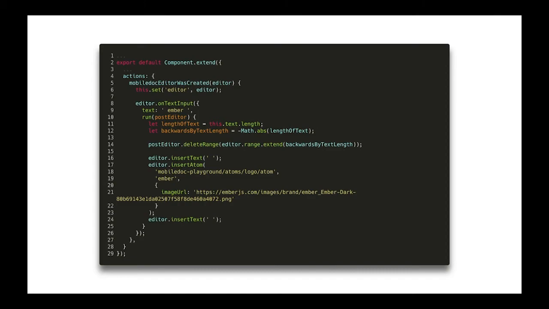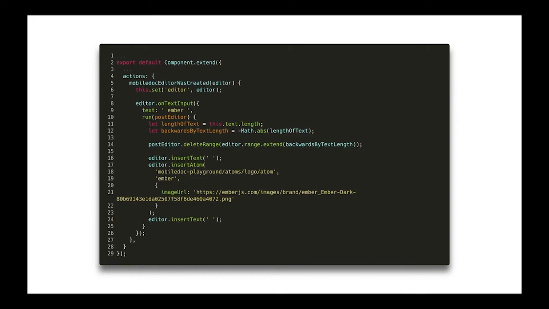Let's create an action that we'll call when the editor is created. This allows us to use the onTextInput hook on the editor, shown on line 8, and then specify some text to match, shown on line 9. Then what to do when that happens on line 10. We're going to replace the match text with a logo.